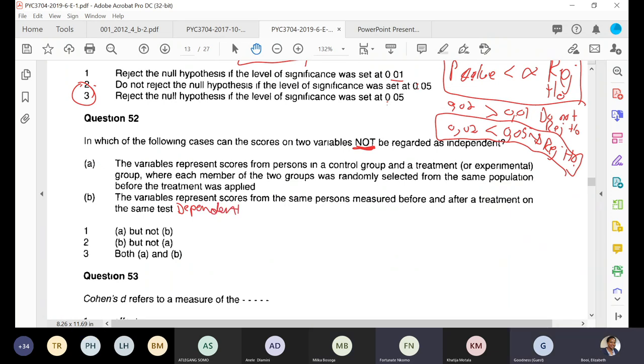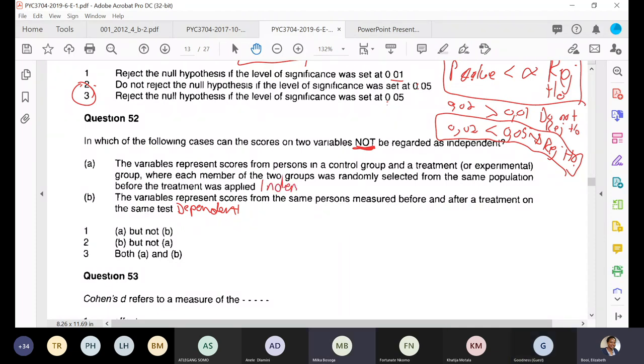Dependent, before and after. So A says the variables represent the scores from persons in a control group and the treatment group, where each member of the two groups was selected randomly from the same population before the treatment was applied. So is A dependent or independent? Independent. Number one is independent.